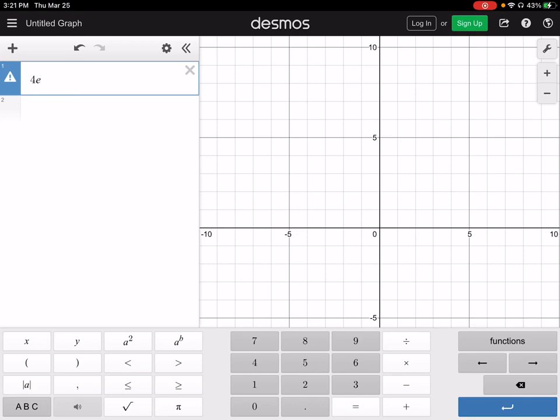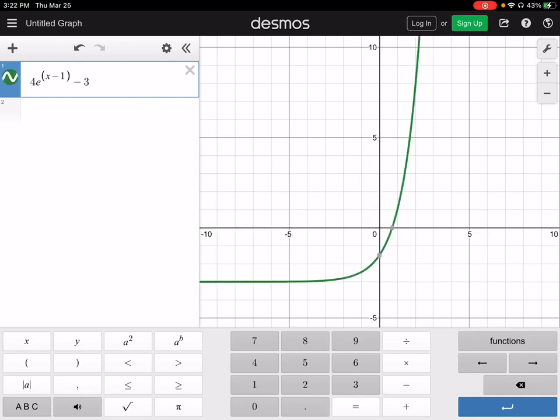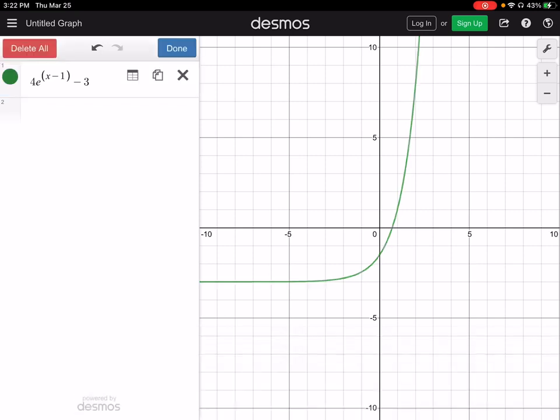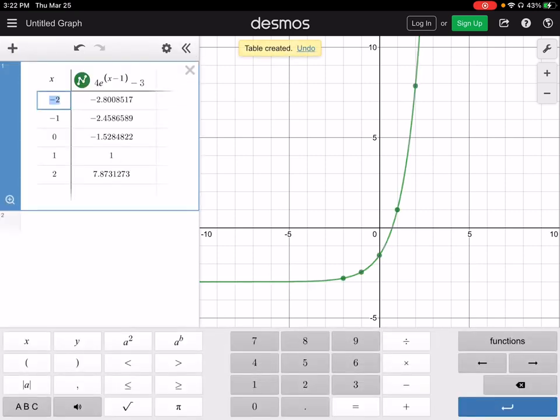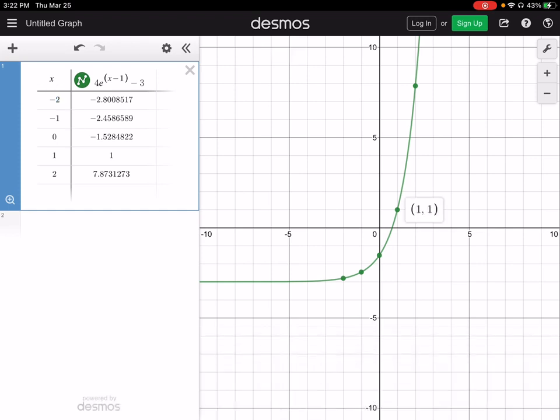Now my power has an x minus 1, so I need to use parentheses, because if I don't, what Desmos is going to do is kick that minus 1 down out of the exponent, okay? And I want to kick myself out of the exponent now and put the minus 3. Okay, I'm going to hit the little widget and it's going to give me my table, and I just pick 3 numbers from there. I can pick any 3 numbers. You can even just click them on the graph.